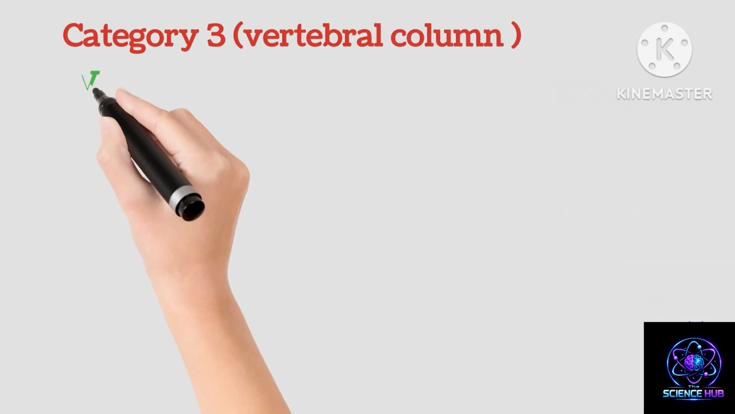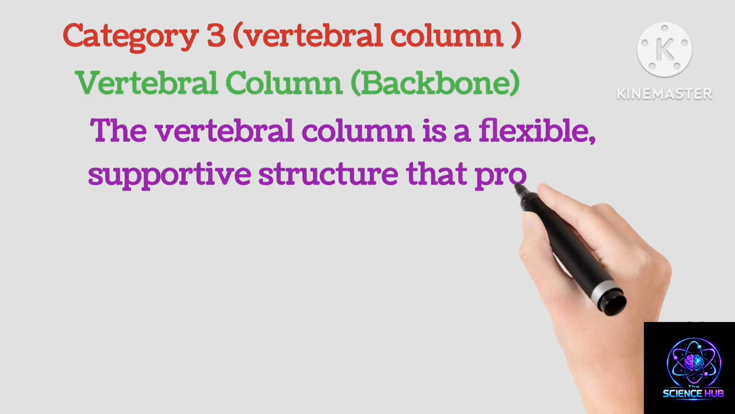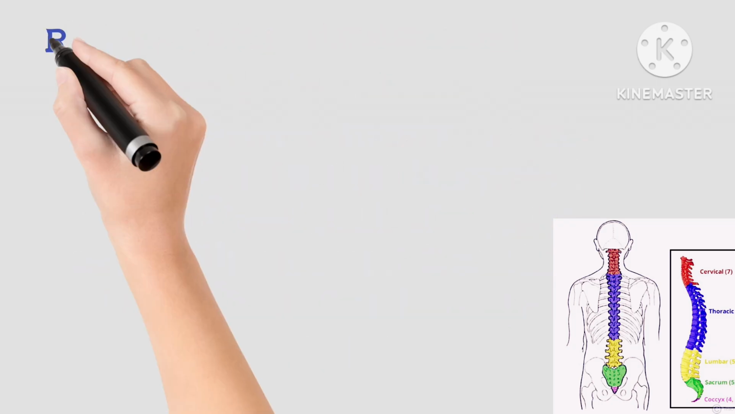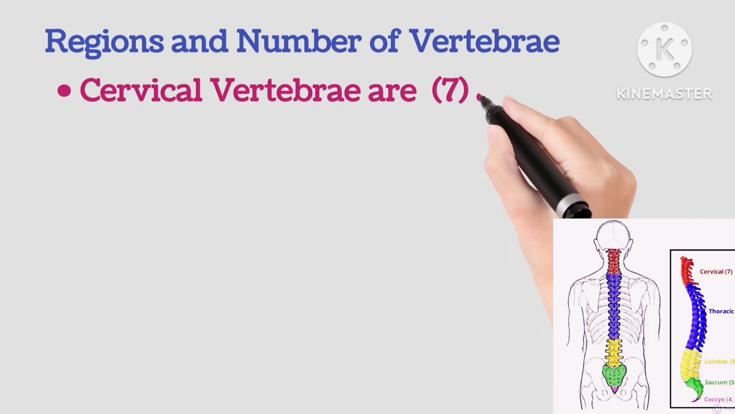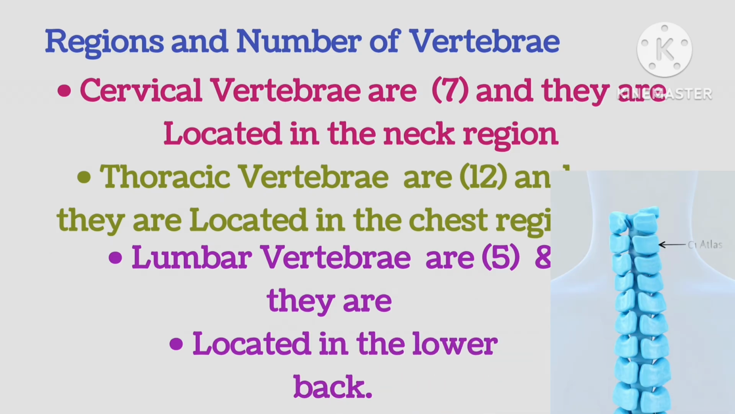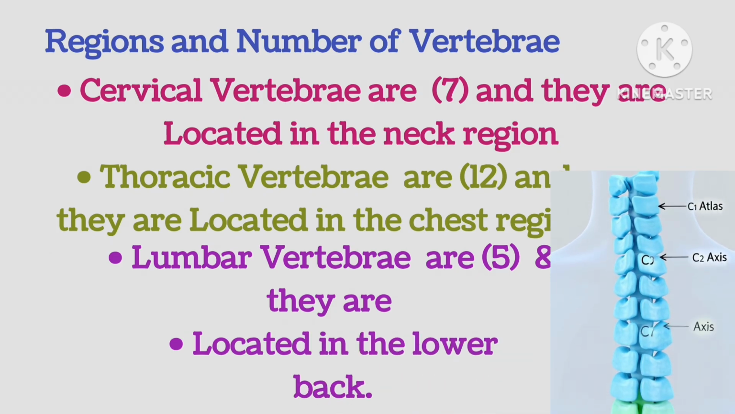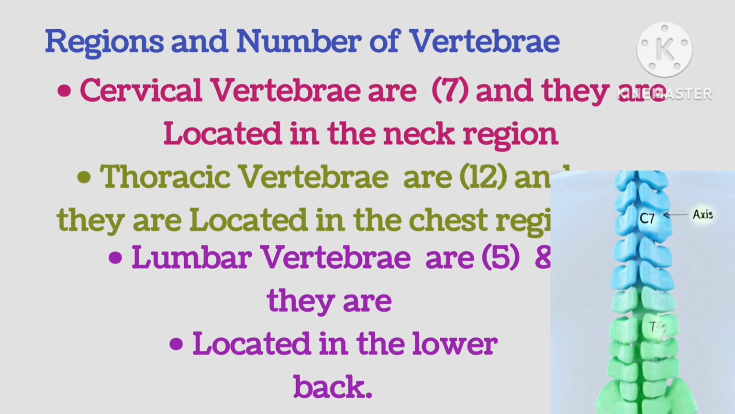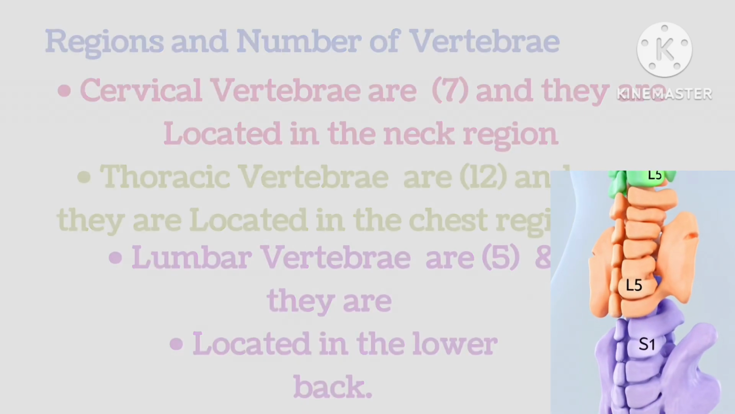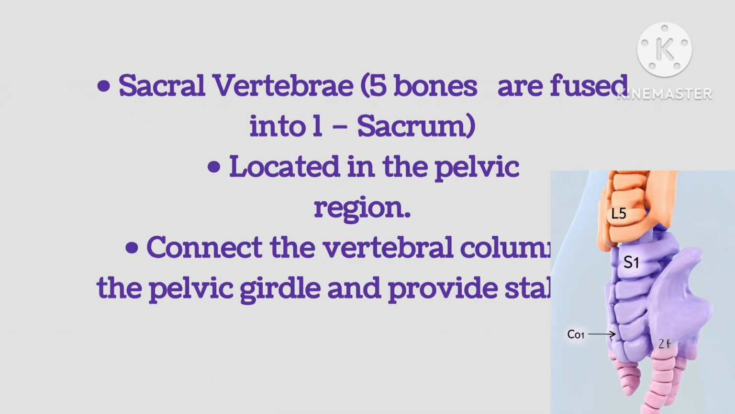Category 3. Vertebral column. Vertebral column, backbone. The vertebral column is a flexible, supportive structure that protects the spinal cord, maintains posture, and allows movement. It consists of 33 vertebrae, classified into 5 regions. Regions and number of vertebrae. Cervical vertebrae are 7, and they are located in the neck region. Thoracic vertebrae are 12, and they are located in the chest region. Lumbar vertebrae are 5, and they are located in the lower back.